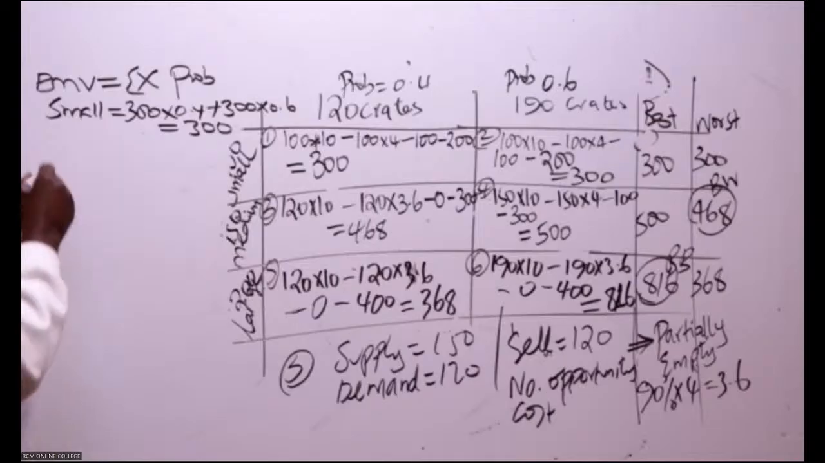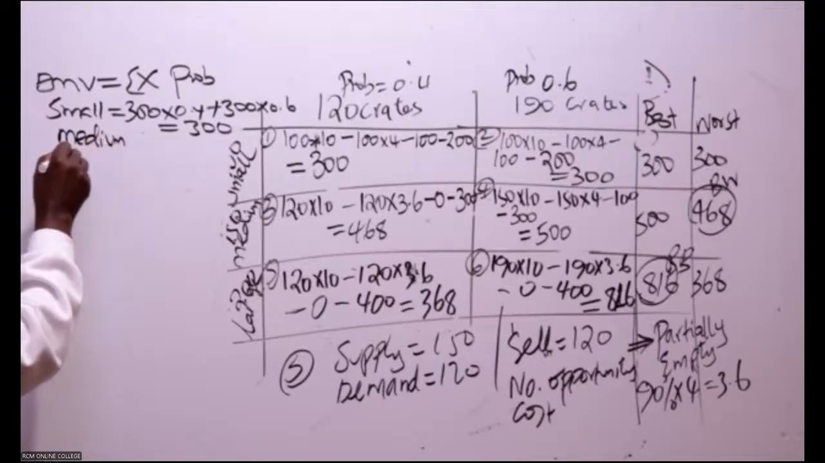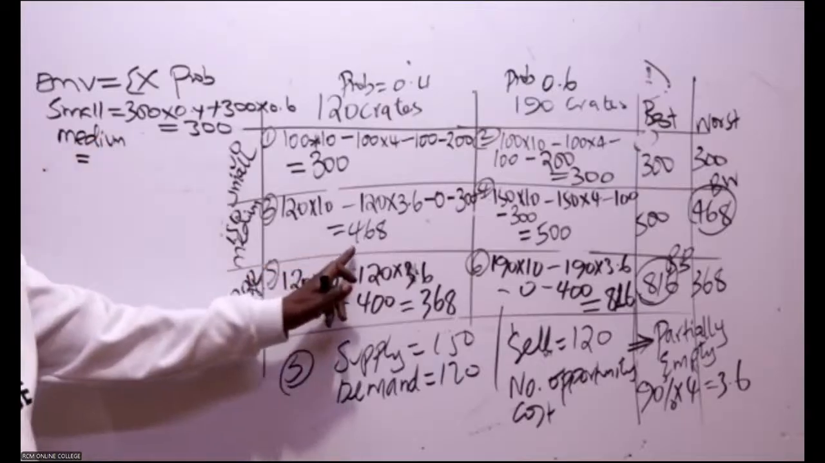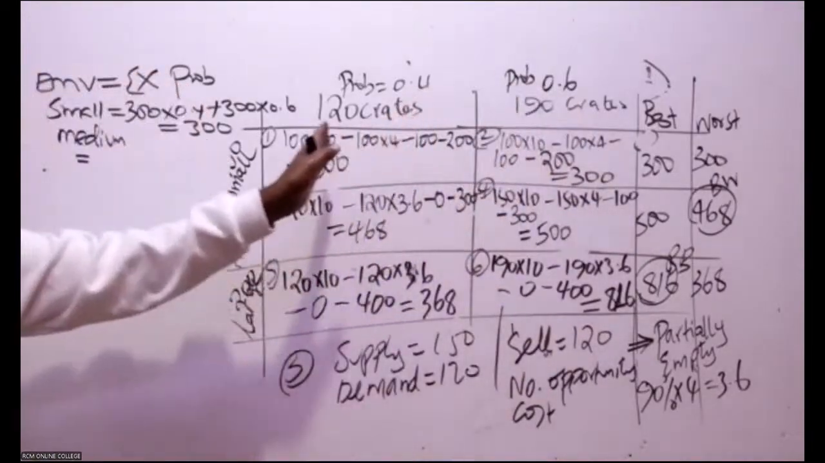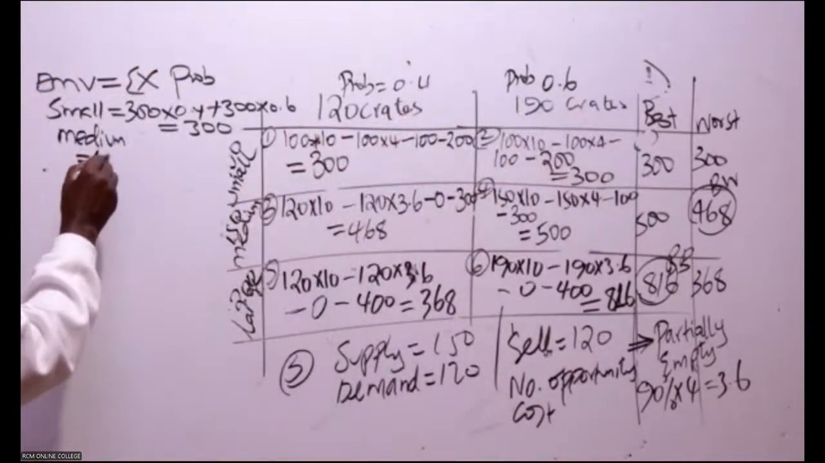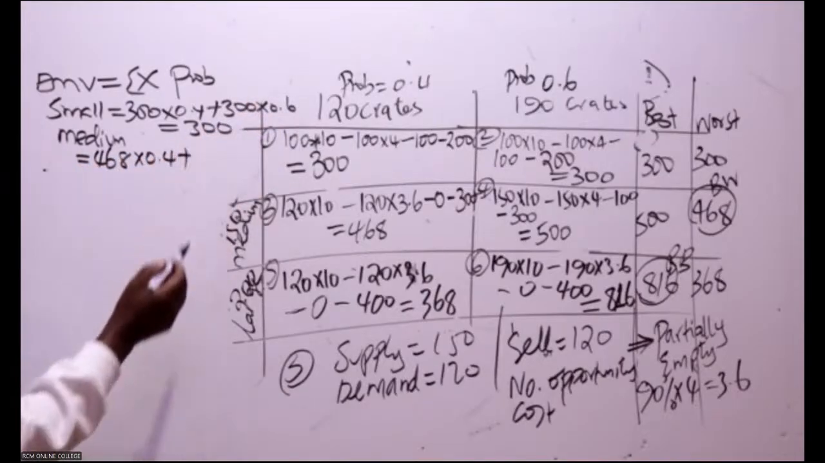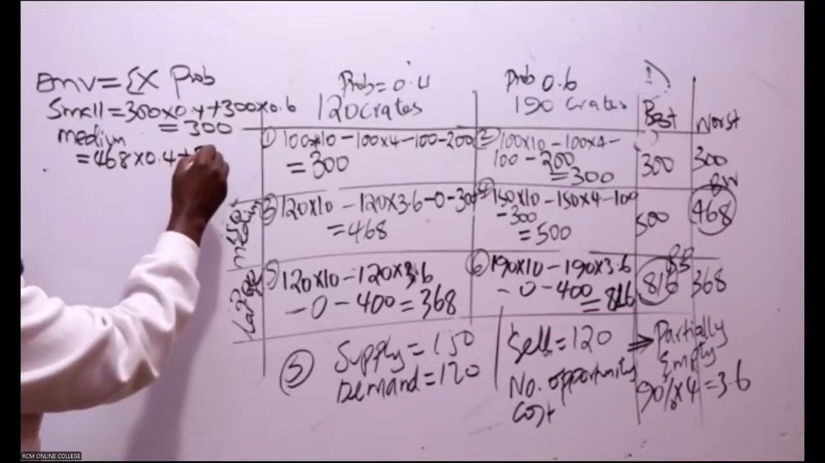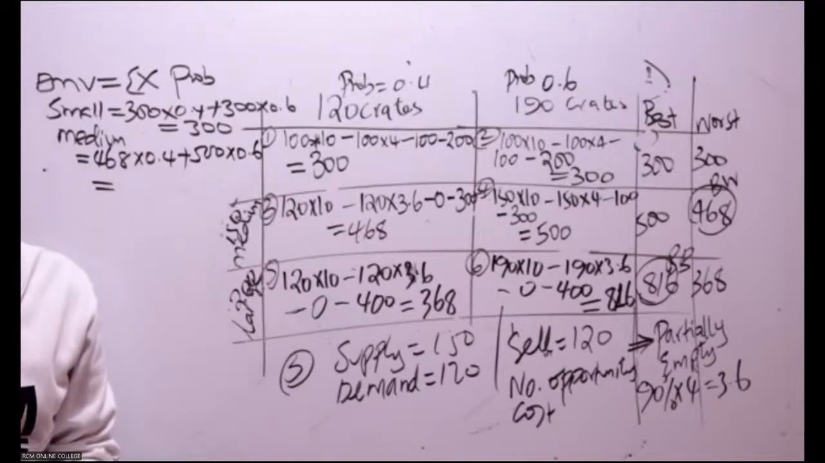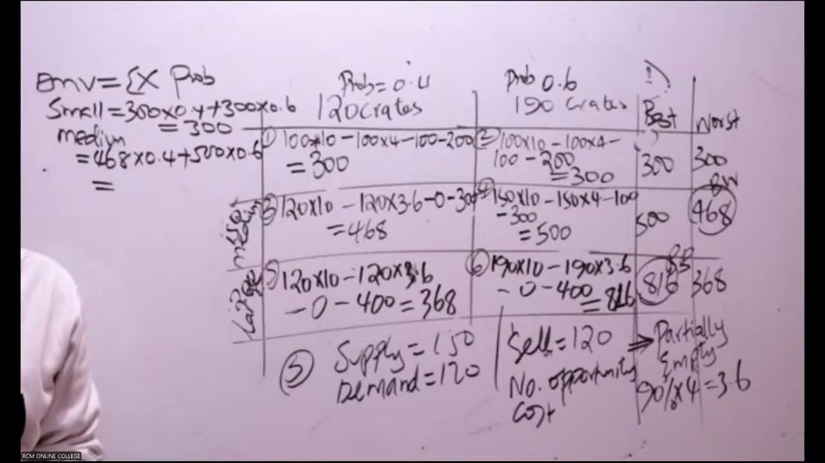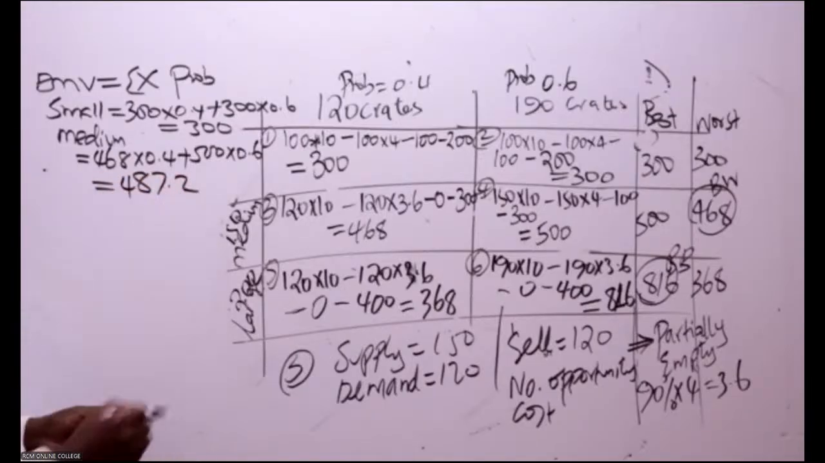How about the expected monetary value for medium? For medium, I can see there are only 2 X values. Don't count best. We're only looking for the demands. So we have 468 times 0.4 plus 500 times 0.6. Please give me a number. 487.2.